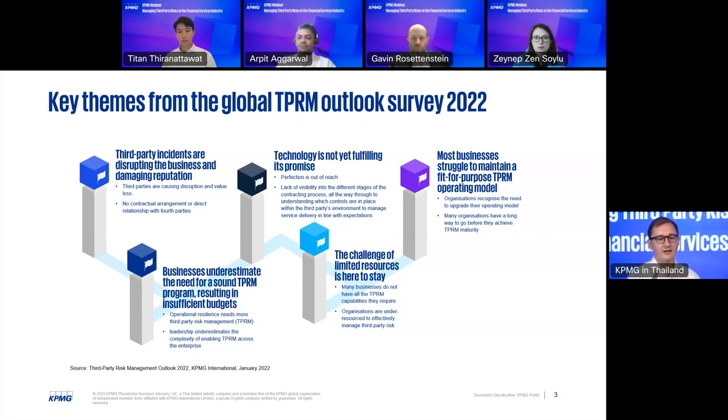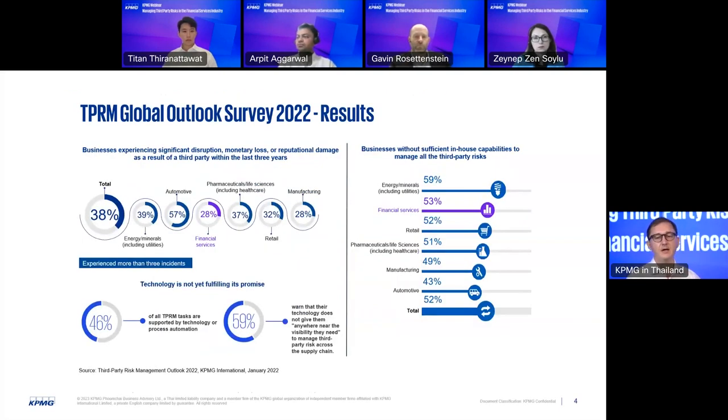That leads us to the key themes that KPMG has identified in a large survey that has been conducted globally across multiple countries. The aim of that survey was to get a first-hand impression from senior third-party risk management professionals to get a sense of the challenges and the priorities which they are seeing when it comes to third-party risk management. There are a number of challenges.